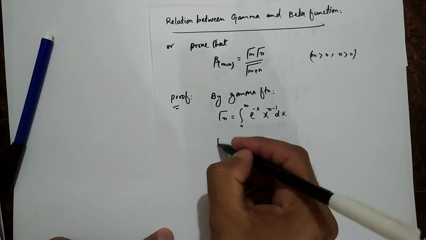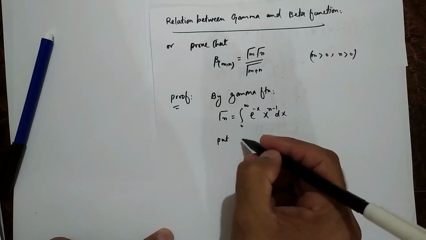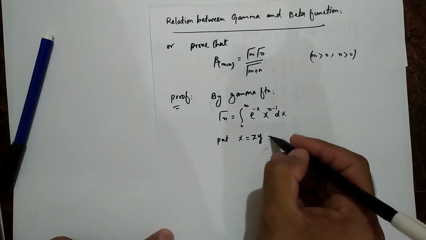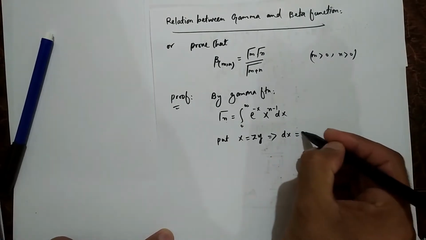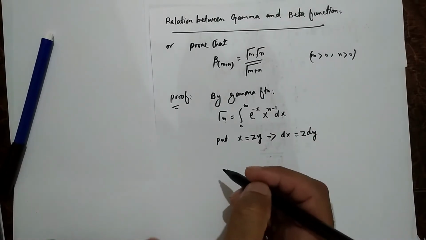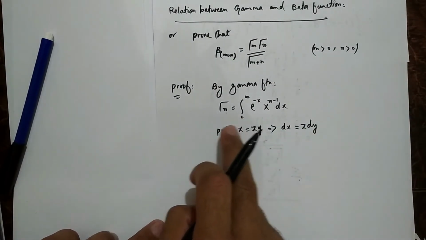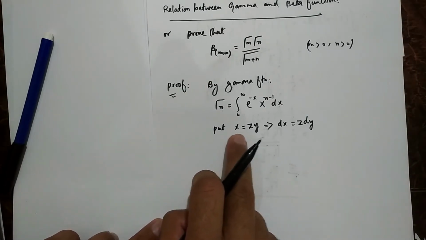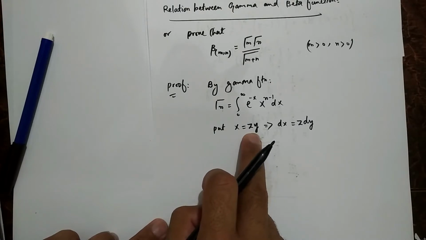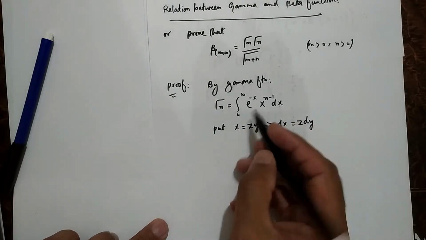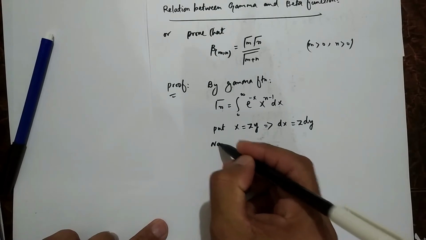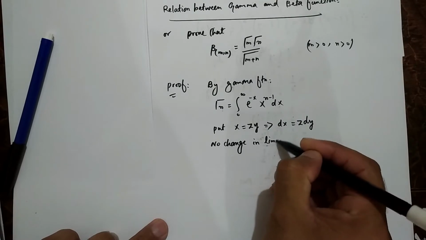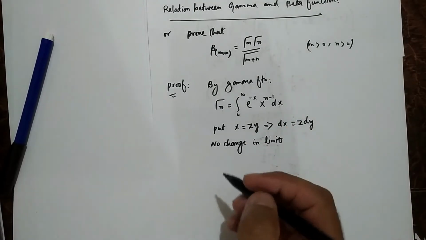Now put x equals zy. This implies that dx equals z dy. In order to check the limits, if we are going to make substitutions, when x equals 0, y will be equal to 0. When x equals infinity, y will be equal to infinity. So there will be no change in limits. So we can now make the substitution.